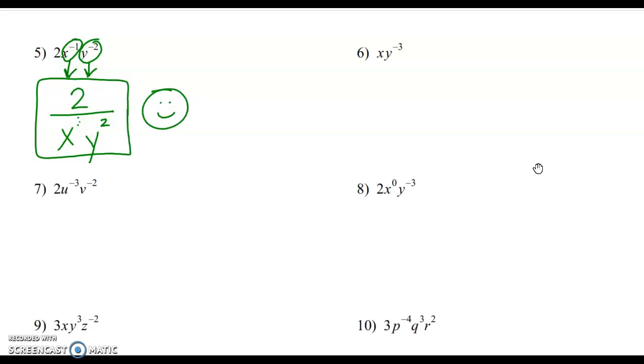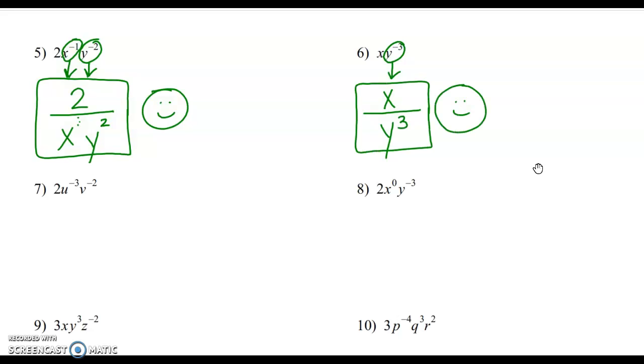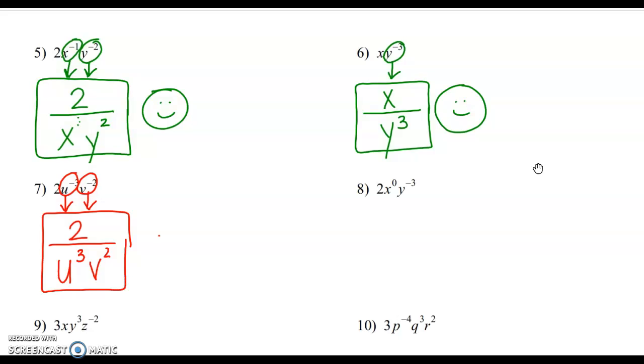Number 6, x, y to the negative 3. To get rid of a negative exponent, you move it. So x stays. It becomes y to the positive 3 on the bottom in the denominator. 7, 2u to the negative 3, v to the negative 2. I'm going to have to move the u's and the v's because they have negative exponents. So 2 stays on top. It'd be u to the positive 3, v to the positive 2 on the bottom in the denominator.